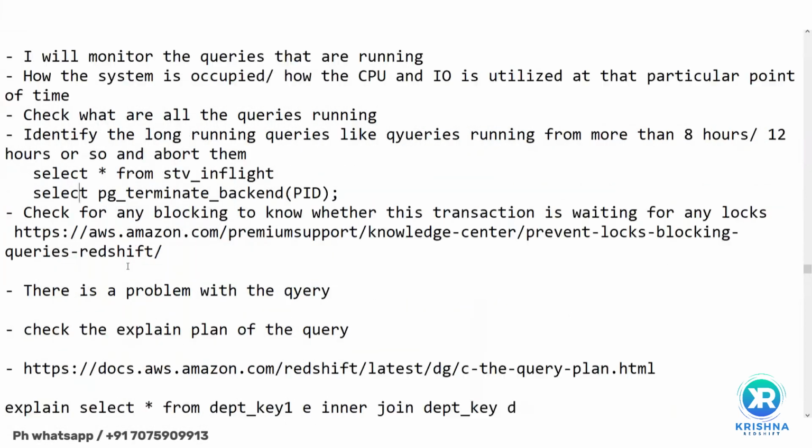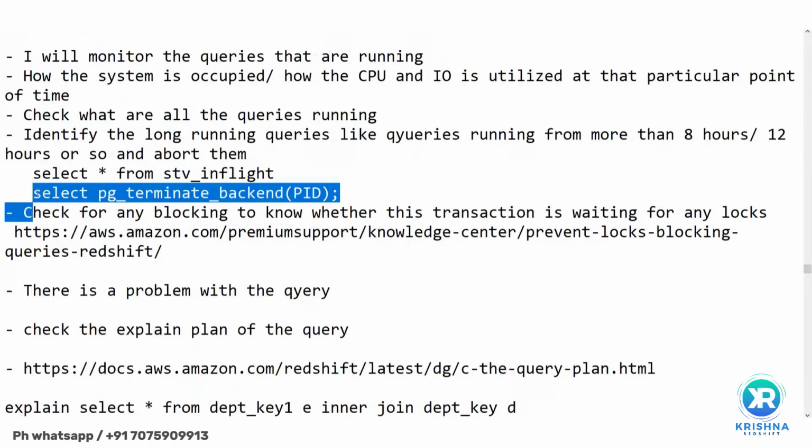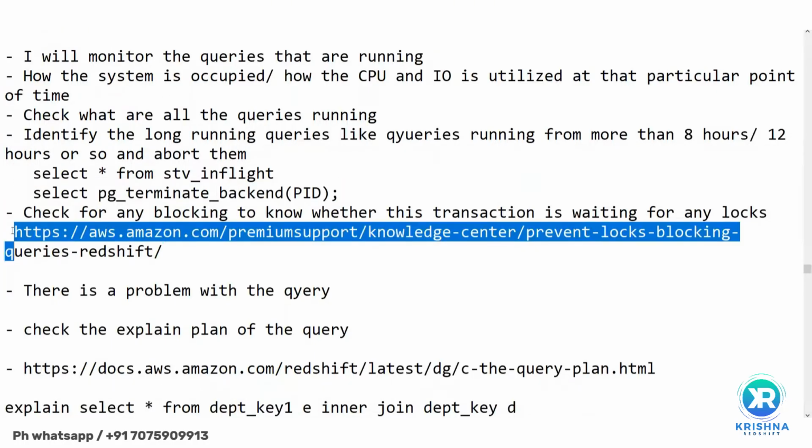There you will run this query, select star from STV in flight, and you will identify the longest running query and abort it. Let's say you did not find any query that is long running. At that time you should check if there are any blockings. So how to check for blockings?